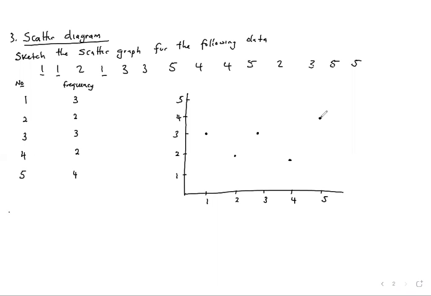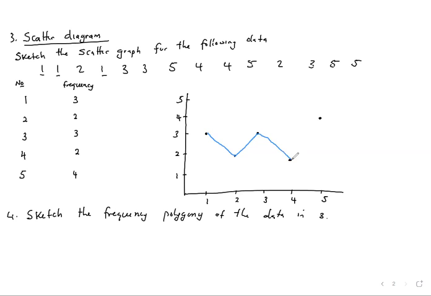Just on the same data, if we say sketch the frequency polygon of the data in 3, then you come and connect. You connect the data. So this is called the frequency polygon.